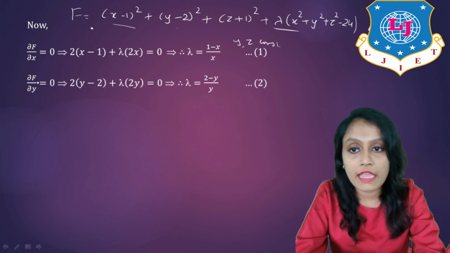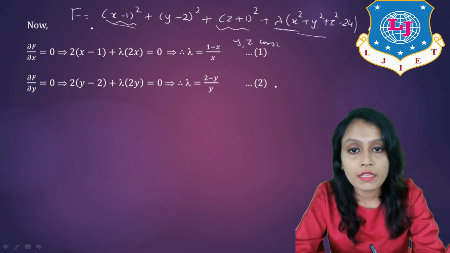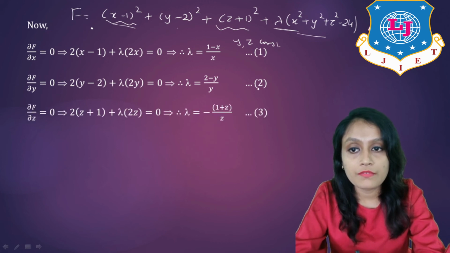Now differentiate f with respect to y. So this term is 0, this is also 0. From here you will get 2 into (y minus 2). From here you will get 2y into lambda is equal to 0. Okay, and make lambda the subject. So you will get lambda is equal to (2 minus y) upon y. Give it number 2.